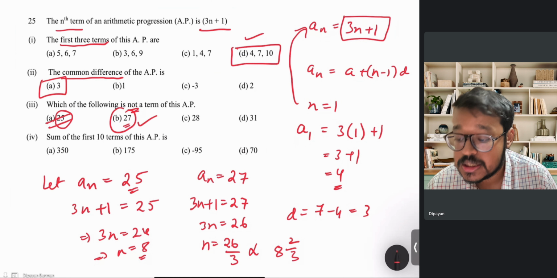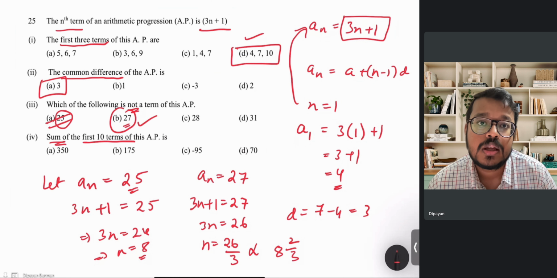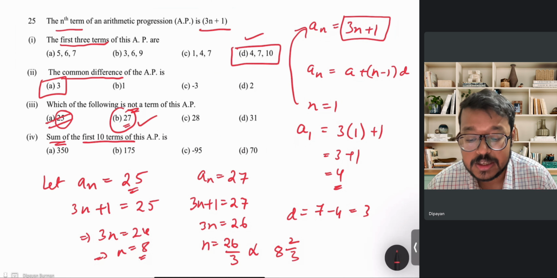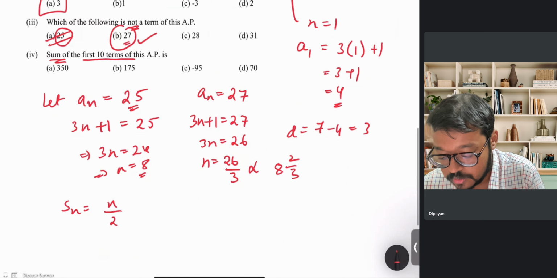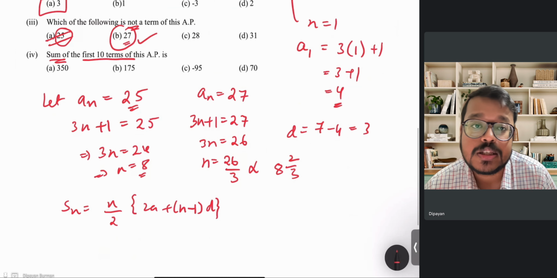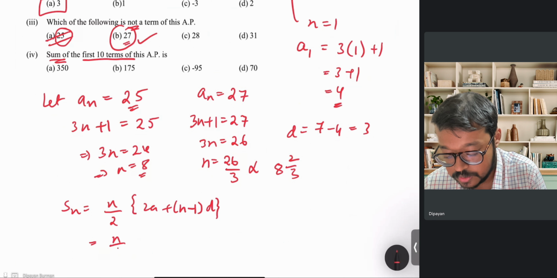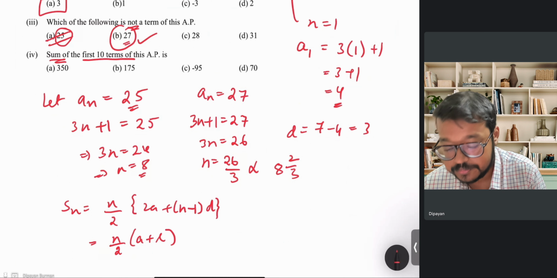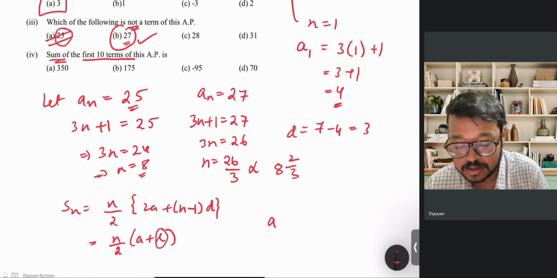Then the last one is, what is the sum of the first 10 terms of this AP? Now I have a lot of information available to me, and I also know the sum of n terms formula. The formula is Sn equals n by 2 into 2a plus n minus 1 into d. I can just plug in the values. Now this is also the same as n by 2 into a plus l. These two formulas are the same because l is the last term or the nth term, which is the same as a plus n minus 1 into d.